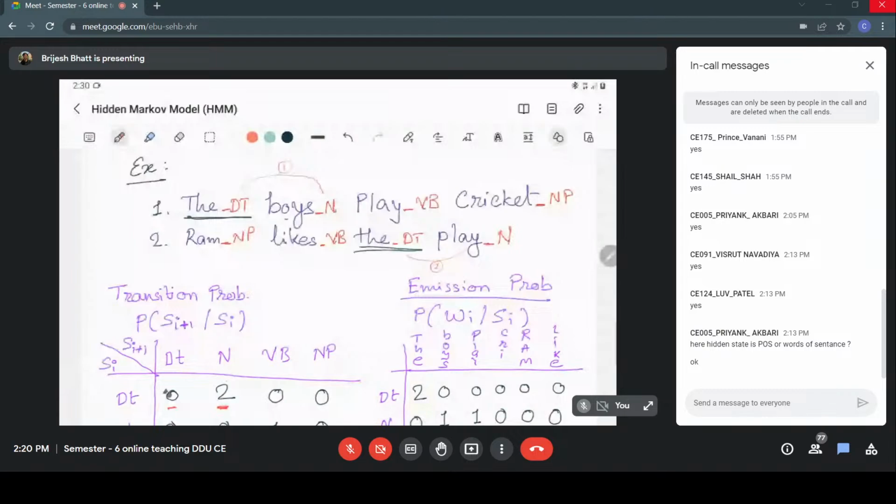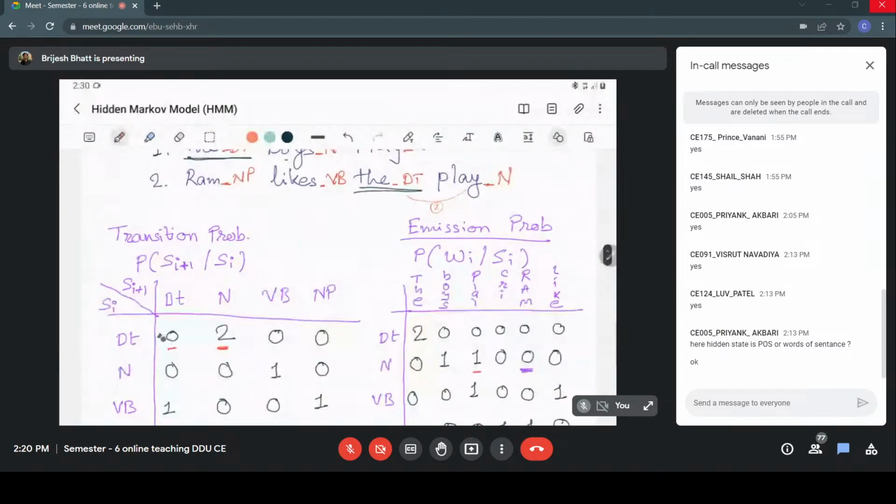How many times have you seen a determiner following a determiner? Never. How many times have you seen a verb following a determiner? Never. How many times have you seen a proper noun following a determiner? Never. So that is 0. This is a very small toy example with only 2 sentences, but in reality you need thousands of sentences to create this table. But this gives you an idea of how to create this table. This table models transition probability from the corpus, and it counts how many times a particular state followed the previously assigned state value.